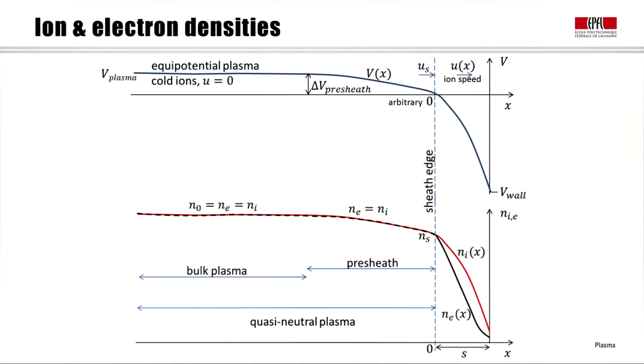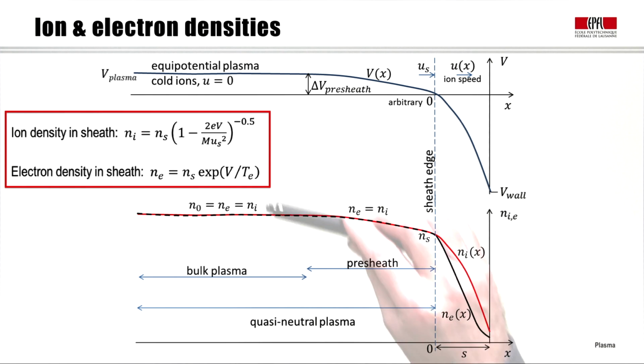However, in the sheath, the electron density is strongly reduced, as we saw, due to the sheath potential drop. Therefore, the Ne of x electron density profile is lower than the Ni of x ion density profile in the sheath, whose width is s.